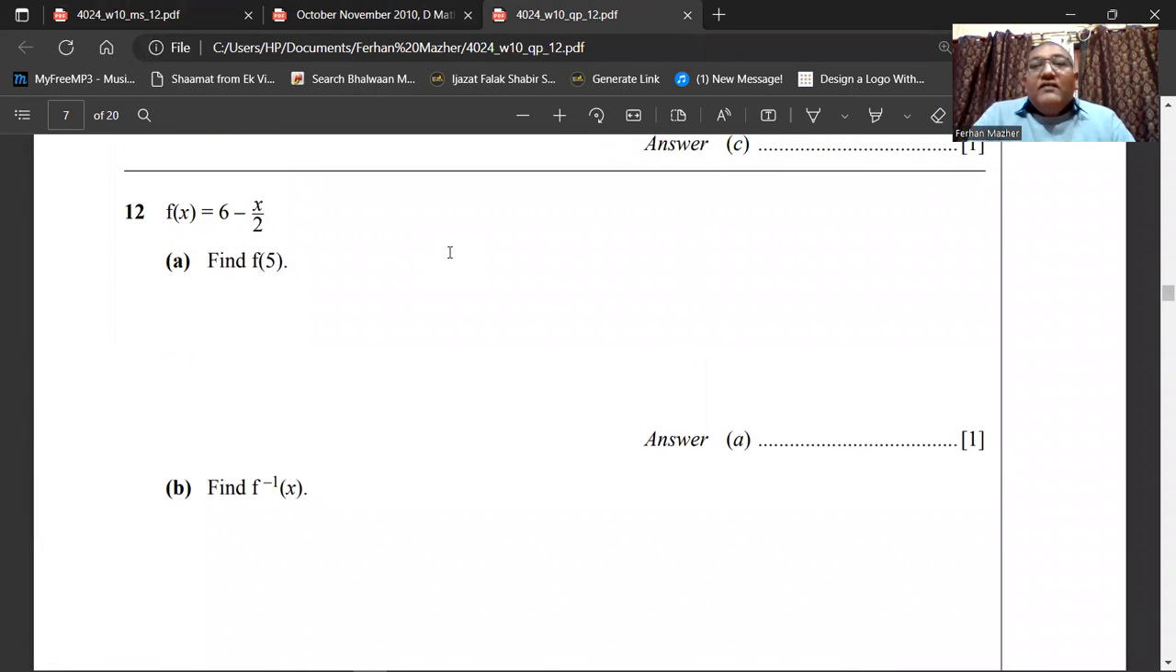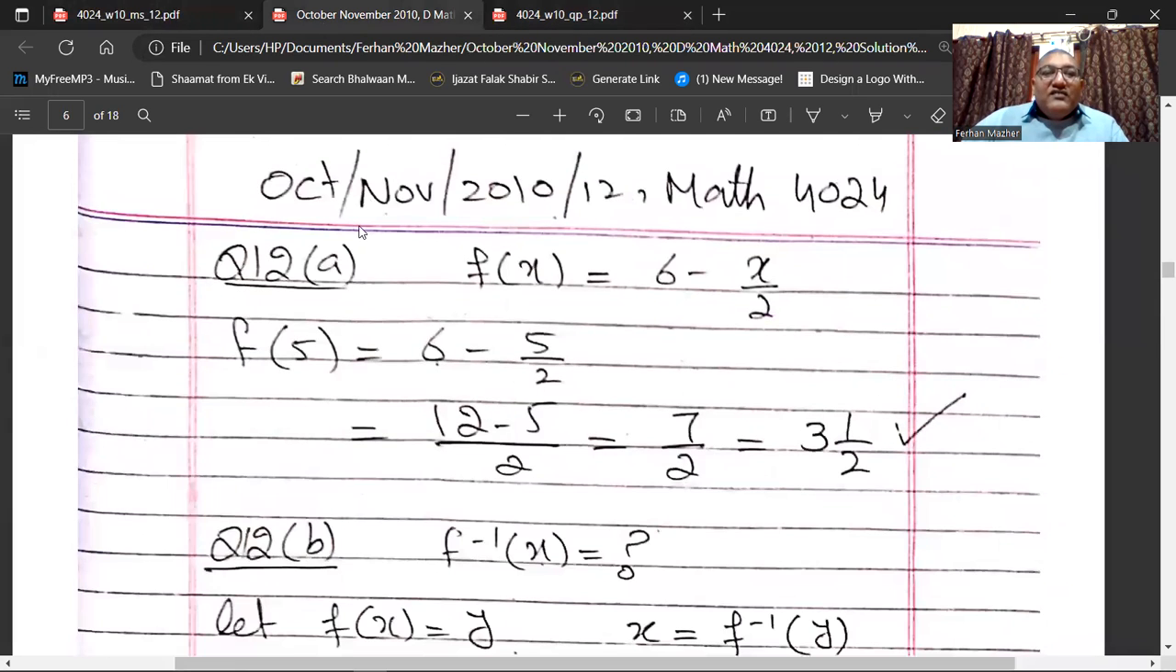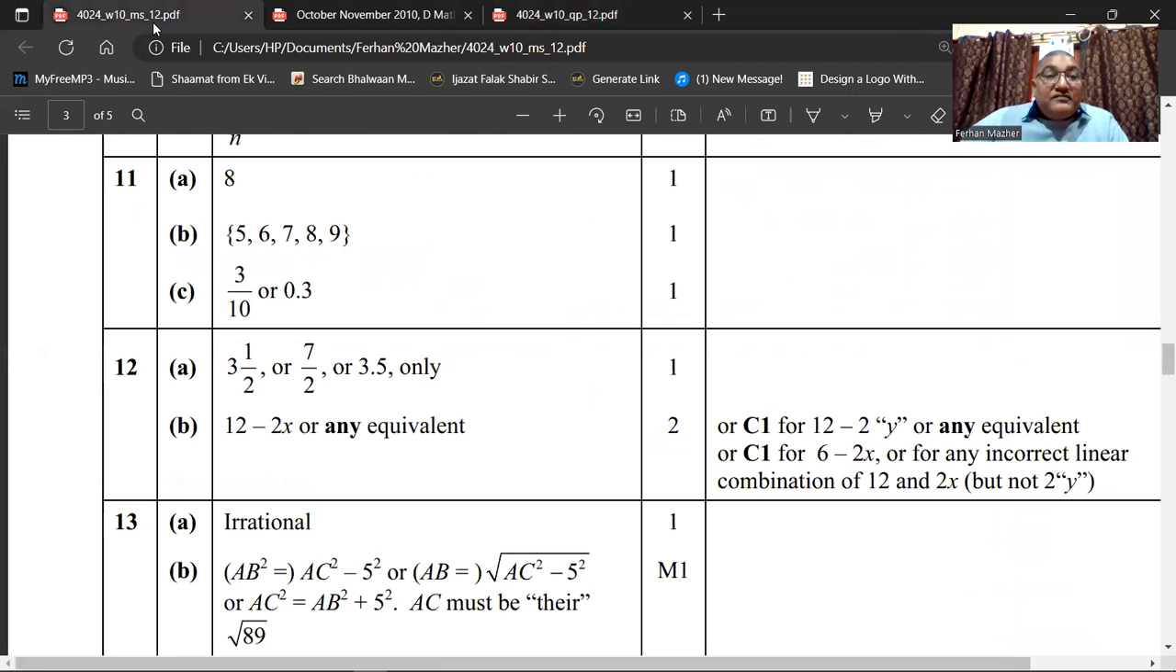The next question is question number 12. It says this question is on functions. The f of x is 6 minus x by 2. A part is find f of 5. Very simple. You take the formula of the function, and wherever there is the variable, replace it with the 5 and evaluate the value of that formula. So f of 5 will be 6 minus 5 by 2. It will become 12 minus 5, the whole thing divided by 2, and that will be 7 by 2, which is 3 whole 1 by 2, or 3.5. So our answer is right.